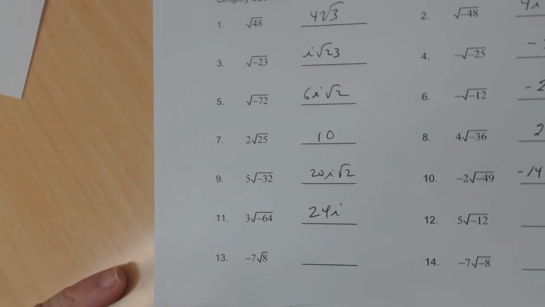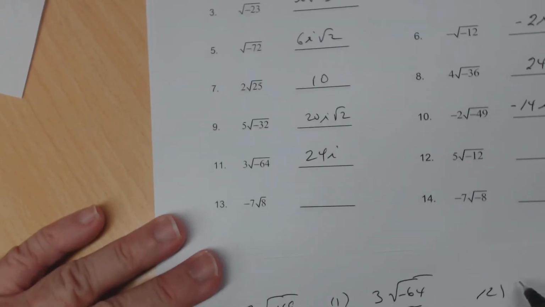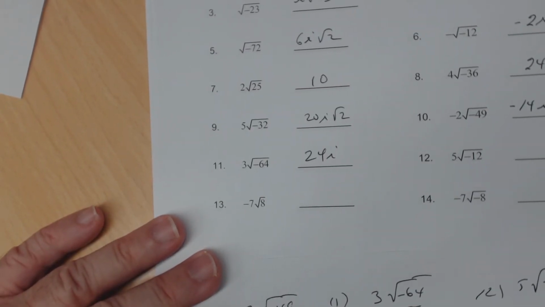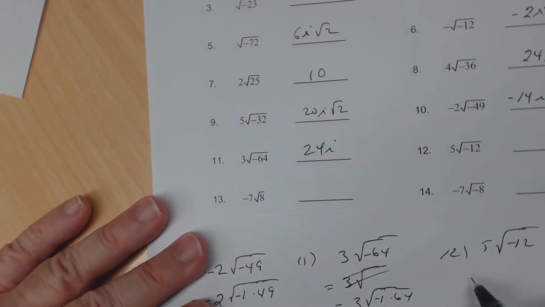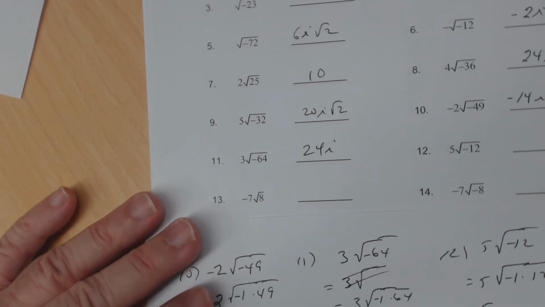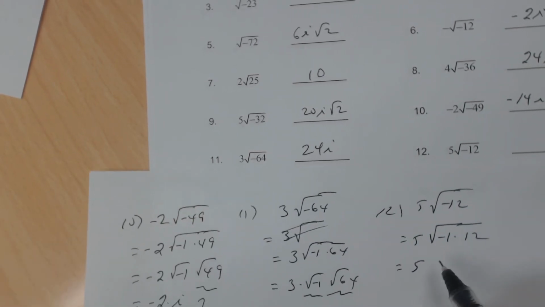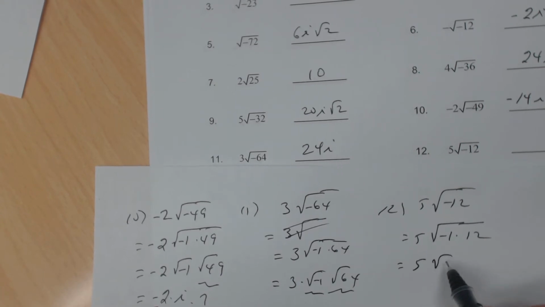Number 12, you have 5 times the square root of a negative 12. So it becomes 5 times the square root of a negative 1 times 12. So that's 5 times the square root of a negative 1 times the square root of 12. And 12 we can rewrite as 4 times 3.